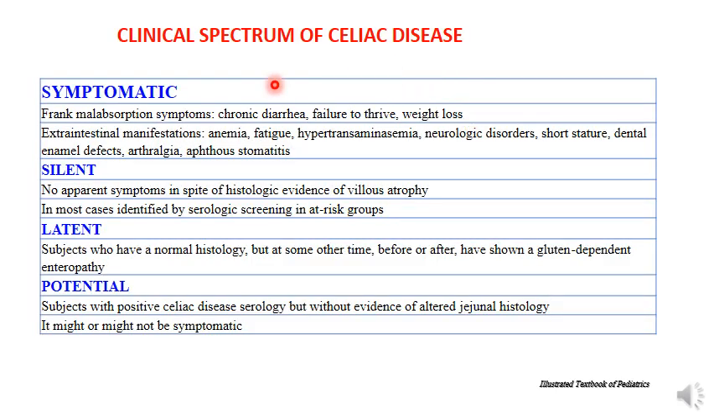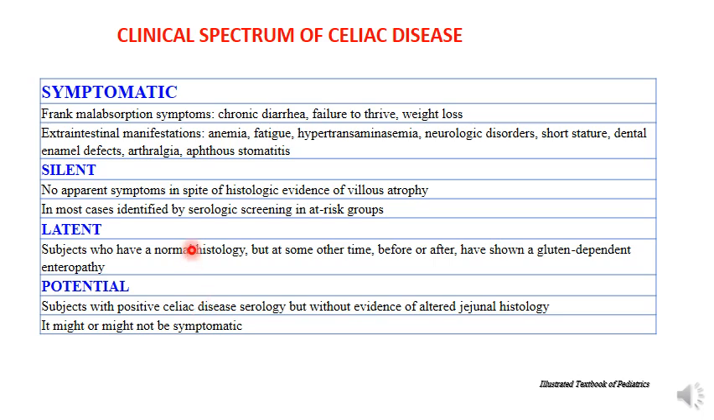Clinical spectrum of celiac disease: it may be symptomatic, the classical presentation as I told you, or silent. The patient has celiac disease, but no apparent symptoms, in spite of histologic evidence of villus atrophy when you do a biopsy. In most cases it is identified by serological screening in at-risk groups, especially those with a family history of celiac disease. Latent: subjects who have normal histology on biopsy, but at some other time, before or after, have shown a gluten-dependent enteropathy. Potential: subjects with positive celiac disease serology, but without evidence of altered jejunal histology.